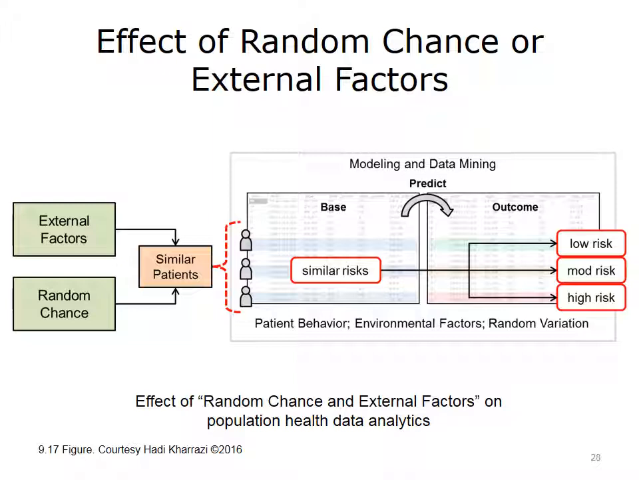This will result in various outcomes for the similar cohort of patients, as shown on the right side of the diagram. Indeed, the model is using the same predictors that do not represent the external factors but finds different outcomes. Note that there is almost no way to fix random chance.